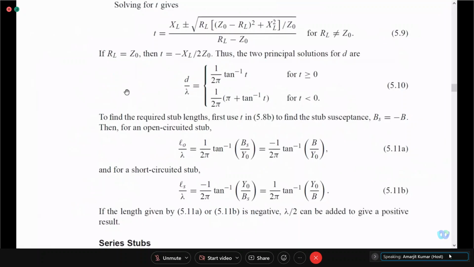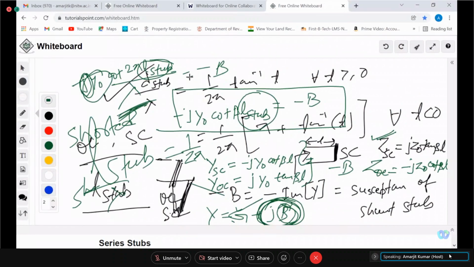So what is the tan inverse and cot inverse relation? See here, cot inverse B upon Y naught. Here it is written tan inverse Y naught upon B. So tan theta and cot theta, how are they related, you know? If tan theta is equal to x upon y, what will be cot theta? Y upon x. So tan inverse, basically it will be cot inverse B upon Y naught, so Y naught upon B. Or directly you can solve this.